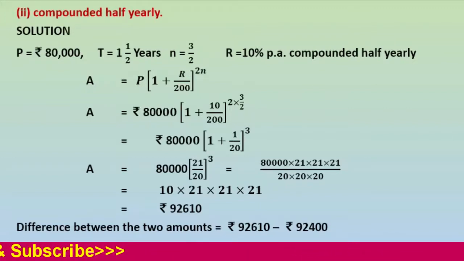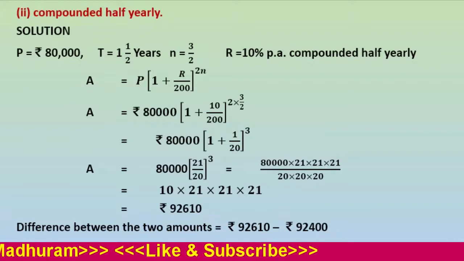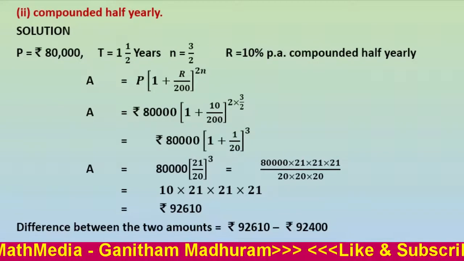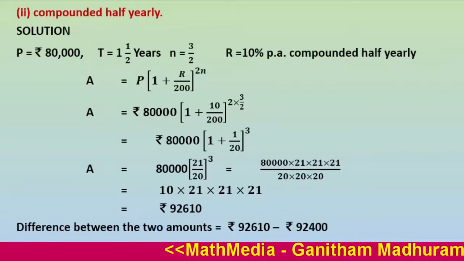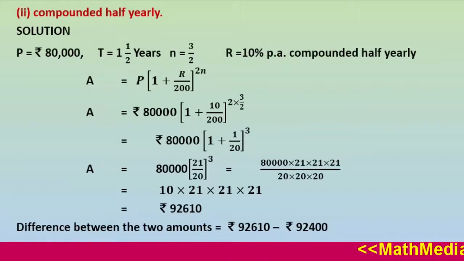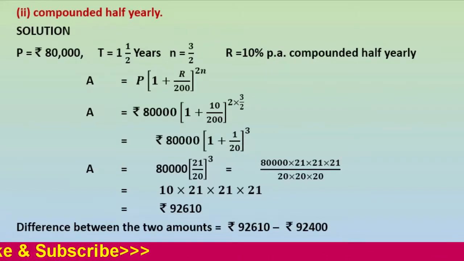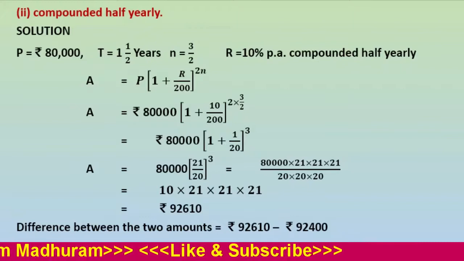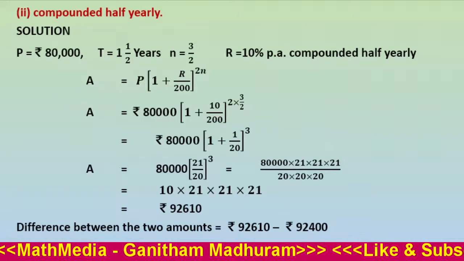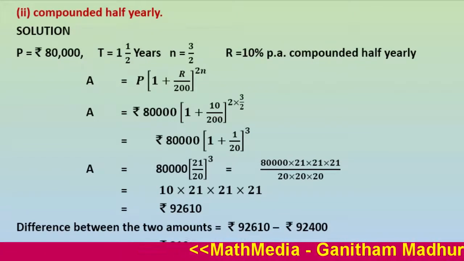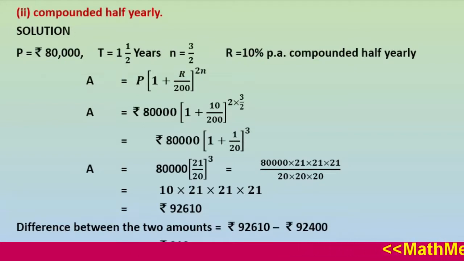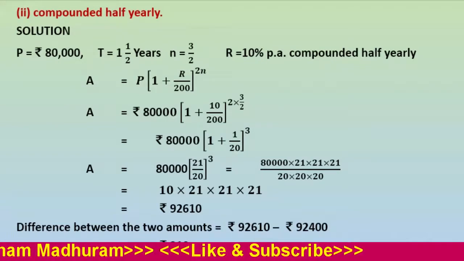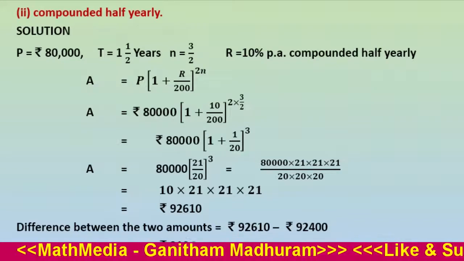So our question is, find the difference in amount he would be paying after 1.5 years if the interest is compounded annually and half yearly. We separately found the amounts compounded annually and half yearly. Now we can find the difference between these two amounts: 92,610 minus 92,400, which gives rupees 210. So the difference in the amount is rupees 210.